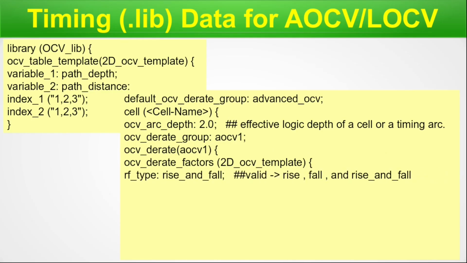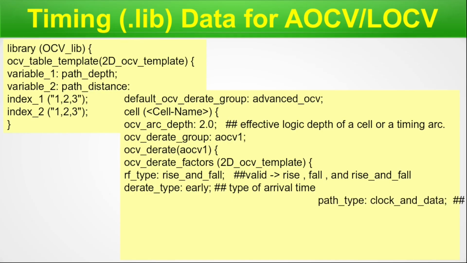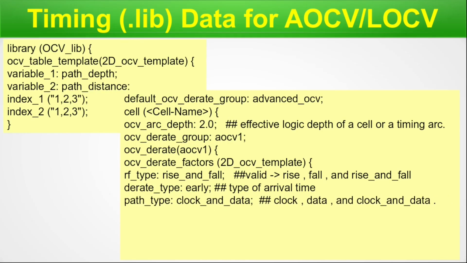The RF type is the rise fall type, and in this particular cell it is rise and fall. However, the valid inputs can be seen on the right hand side as comments. The valid ones are rise, fall and rise and fall. So these are the types. Next, the derate type is early. This is the type of the arrival time, so it could be early, it could be late. These two values can come together. Next, the path type. Here the path type is clock and data, and the valid types are clock, data and clock and data. Now here come the actual indexes.